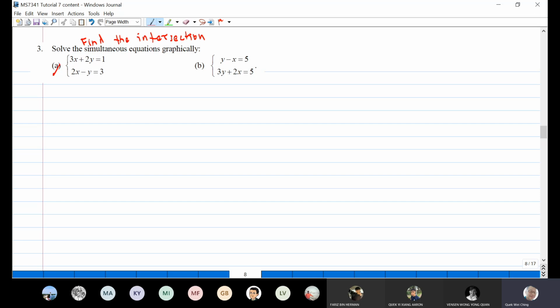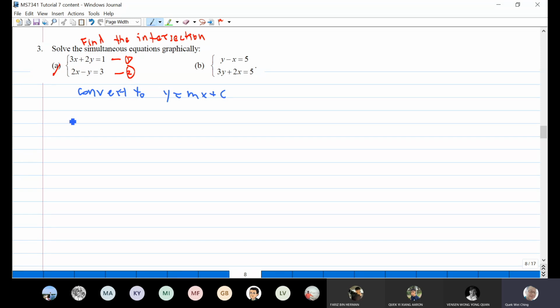So you have to write down each straight line and then form a table. Let's try. There is the first equation, Equation 1, and Equation 2: 3x plus 2y equals 1, and 2x minus y equals 3. For Equation 1, what you are going to do is convert it to y equals mx plus c first.